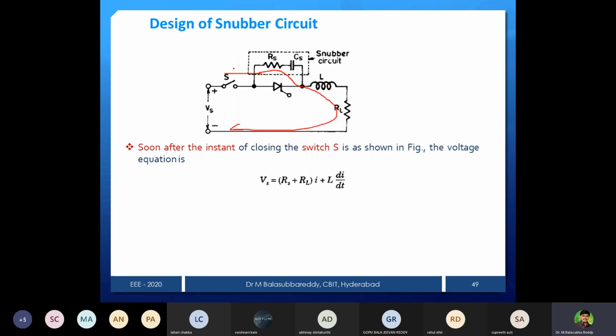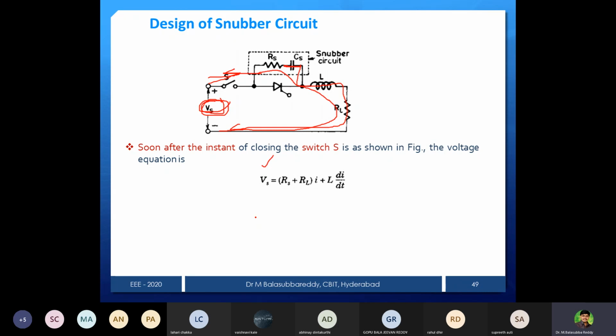You can see this current is passing like this. There is a source Vs. It goes to Rs because the capacitor is short. The moment the switch is closed, it goes to the inductor, then RL, and back. Then what is our voltage equation? I can write Vs equal to Rs plus RL into I plus L di by dt. So this is our voltage equation. So Vs is equal to R into I plus L di by dt. That's it. L is only one, and R has some Rs and RL in series.